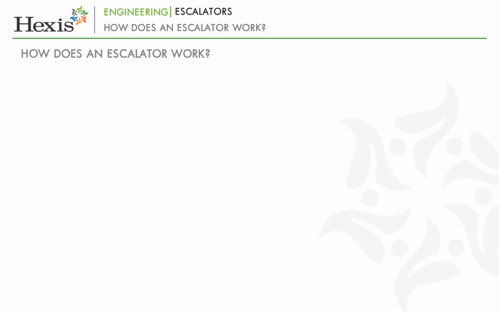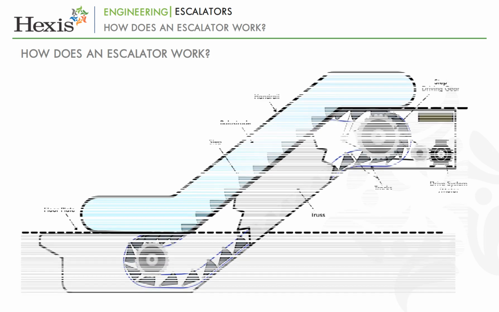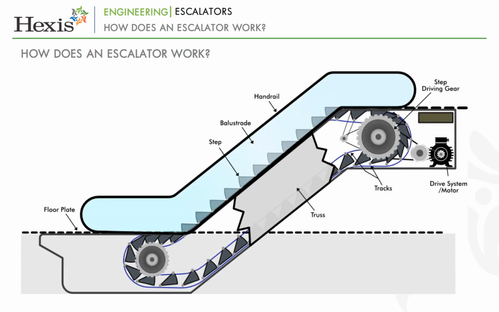Let us now understand the working of escalator. A typical escalator comprises of a truss, landing platforms, balustrade, tracks and steps. Let us now learn each of it.